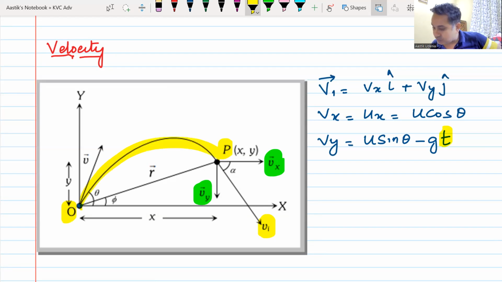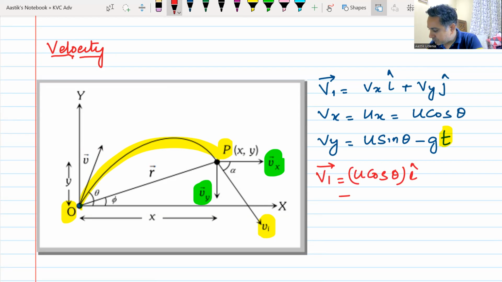Do we all understand this? Yes or no? Now I can write this velocity v1 in the vector form, and it looks like this: u cos theta times i plus u sine theta minus gt times j. Do we understand this? Yes or no?